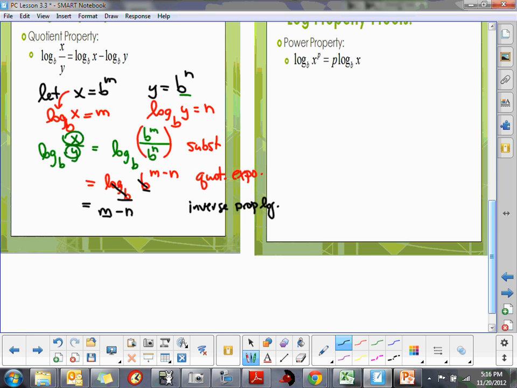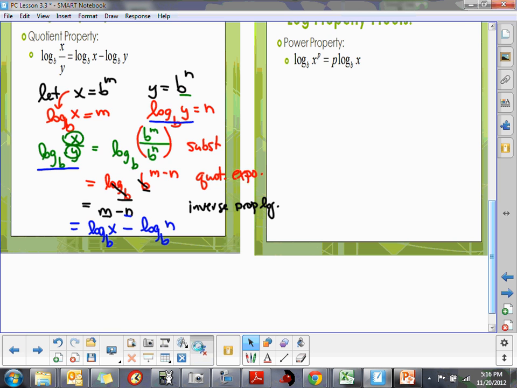And then we're going to come back and substitute in the values of m and n. So m represented the log base b of x, and n represented the log base b of y, which is what we were setting out to prove. We wanted to prove that the log of a quotient is equal to the difference of the logs. All right, there's one other proof that's remaining.